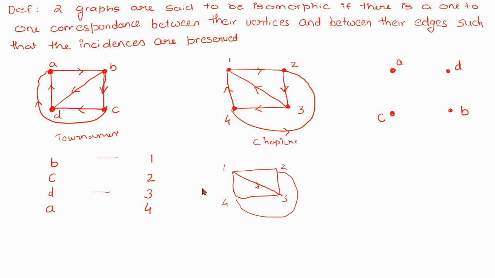Whenever it is said that B to D is an edge, and similarly there is an edge between 1 and 3, then we say that the incidences are preserved. Incidences are preserved means what? In this case B to D there exists an edge, but from here there does not exist an edge from 1 to 3. Therefore these incidences are not preserved, therefore not isomorphic.